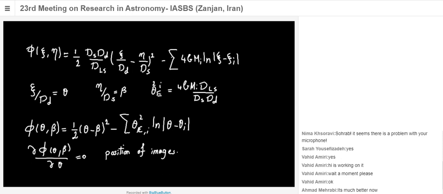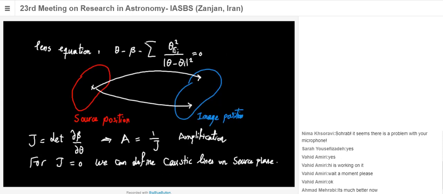And we can find the positions for all kinds of gravitational lensing. This is the equation, called the lensing equation. If we look at this equation mathematically, it is a map from the source plane to the image plane. If we give a beta here, the position of the source, then we can get theta, the positions of the images. We can define a Jacobian of the transformation from the source plane to the image plane, and the inverse of this Jacobian is the amplification due to gravitational lensing.